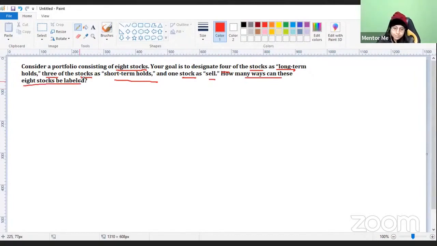So what are we doing now? We have 8 stocks. We are trying to label them. 4 will get the label long term, 3 will get the label short term, and 1 will get the label sell. And we want to calculate how many ways in which we can do this. Okay, how will we do it? If we have to calculate total ways, if we forget that there are 3 labels in it, when we have to calculate the total ways of doing something, we need to calculate their factorial.